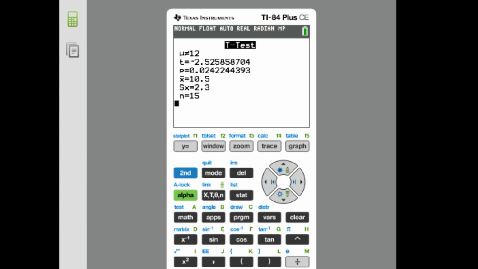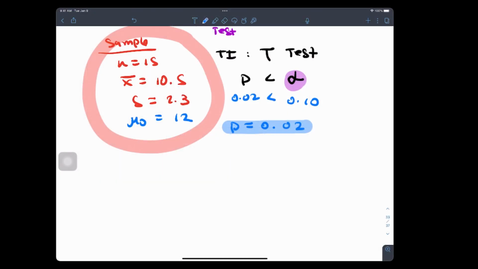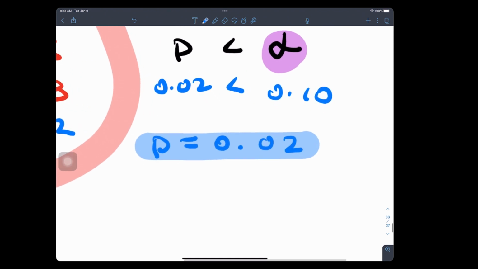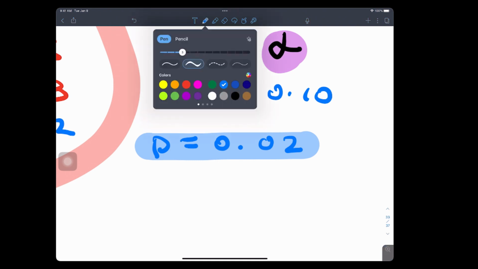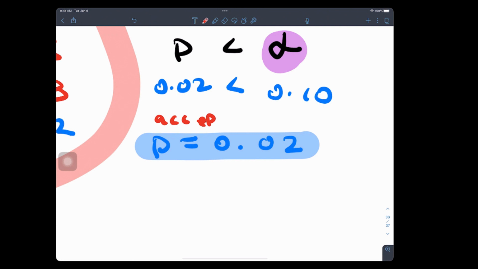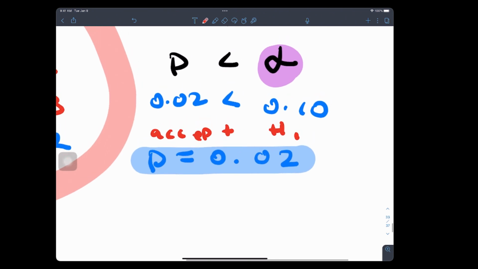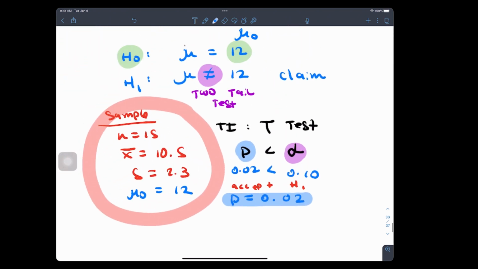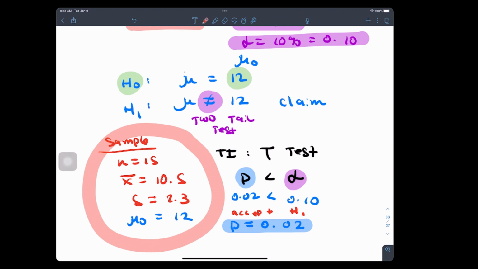So we have to know, is 2 cents less than a dime? It sure is. What do we do then? Accept the what? Alternate hypothesis. That's the p-value method. If I get my p-value and it's smaller than the level of significance, we accept the alternate hypothesis. So what's the alternate hypothesis?